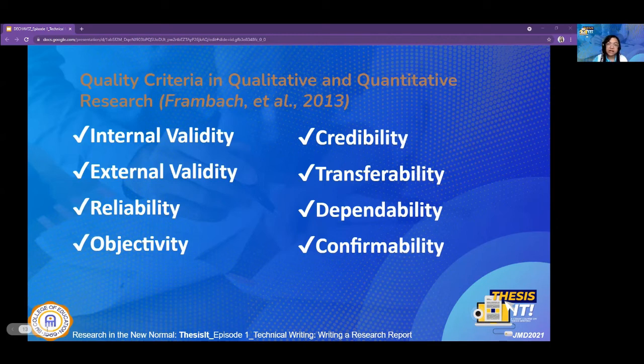And usually we validate them by triangulating our methods and data.